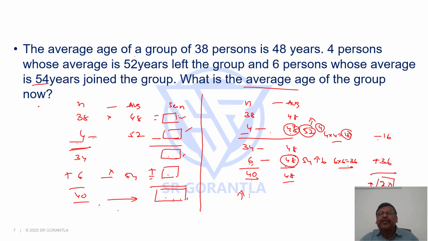So what is the increase in the average? The net change 20 by 40 people. 20 by 40 is 1 by 2, which is 0.5. The average will increase by 0.5, so the average of the group now is 48.5.